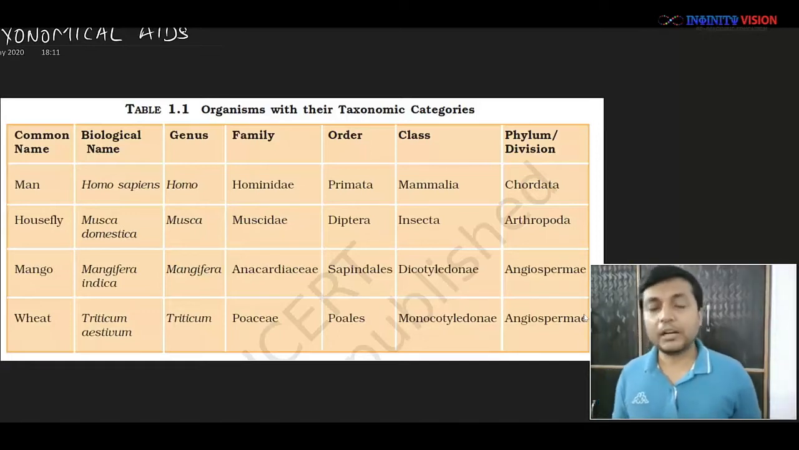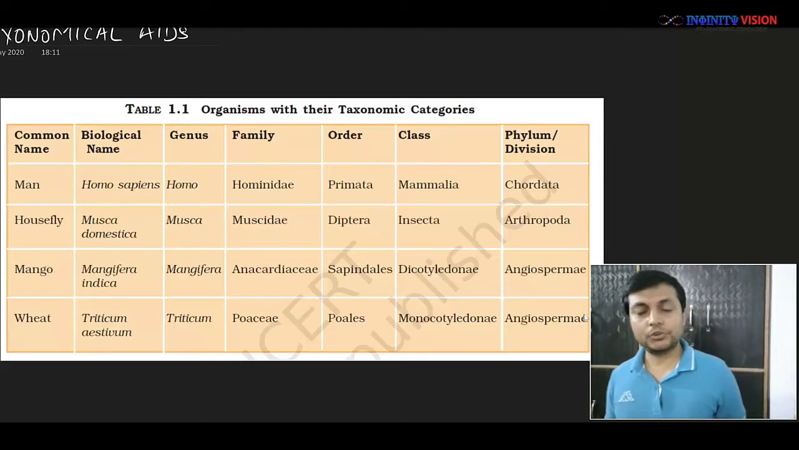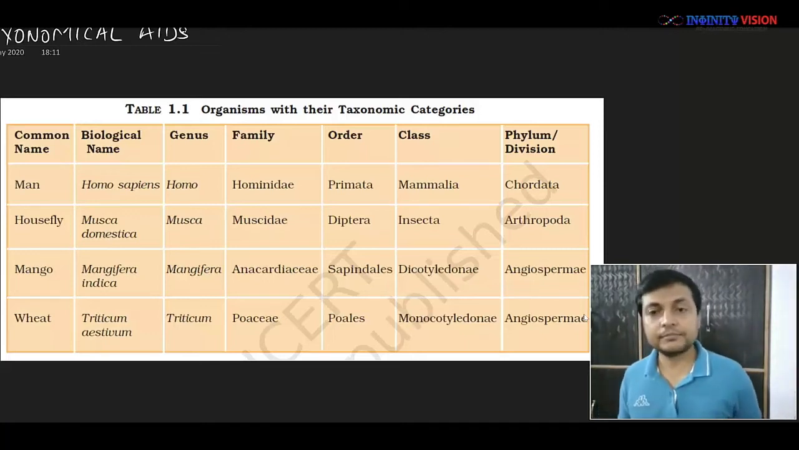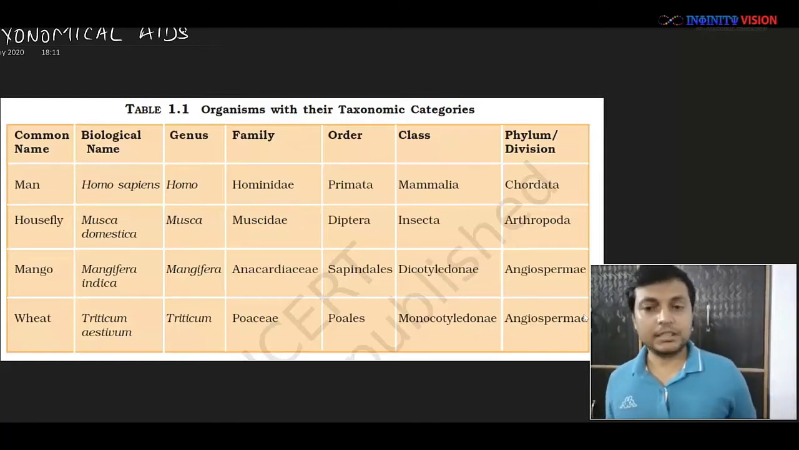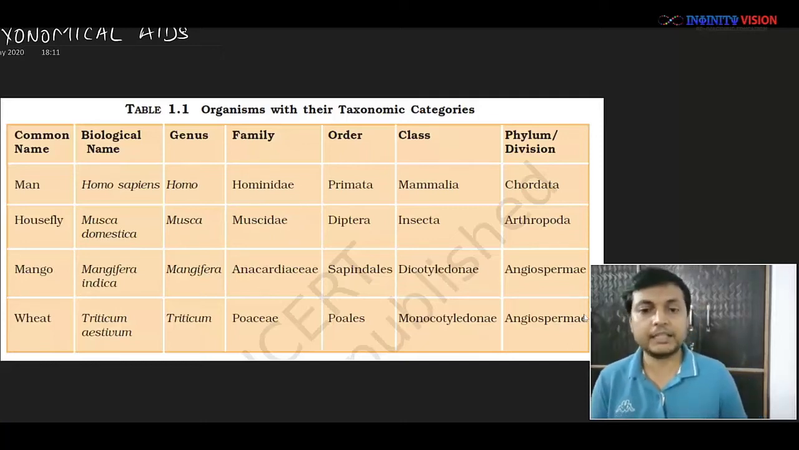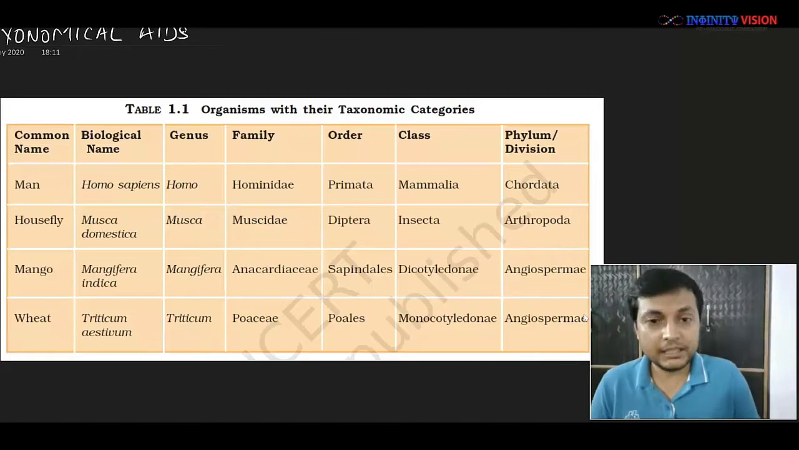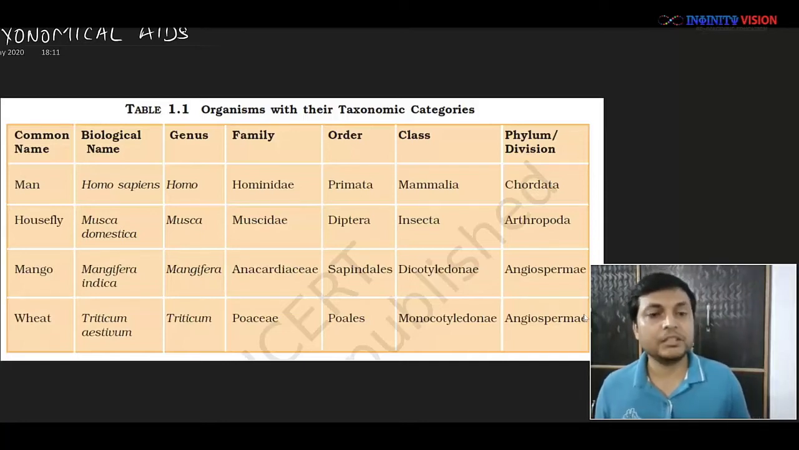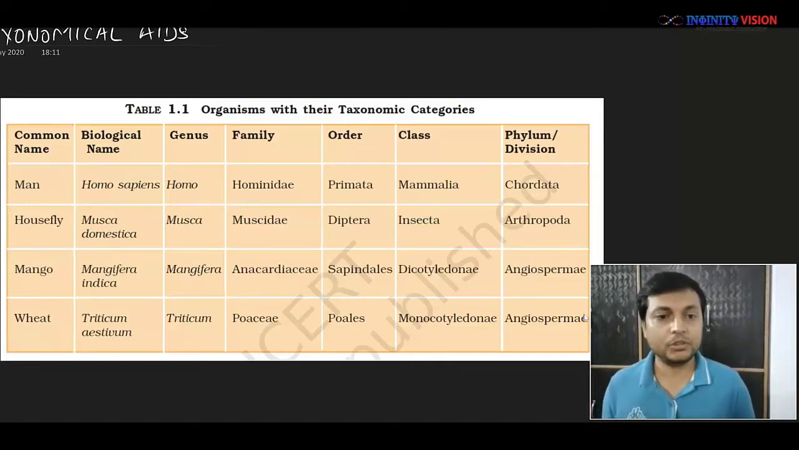Mango, Mangifera indica, you know it. Genus is Mangifera. Family is Anacardiaceae. Now it is something that you have not heard before. It's a name, so you can't do a lot about it. You have to memorize it. Anacardiaceae. Order is Sapindales. Class is Dicotyledonae because it is a dicot plant. And since it's a plant, it is division, not phylum. Division is Angiospermae because it is an angiosperm, not a gymnosperm.